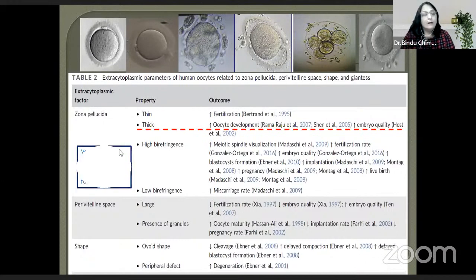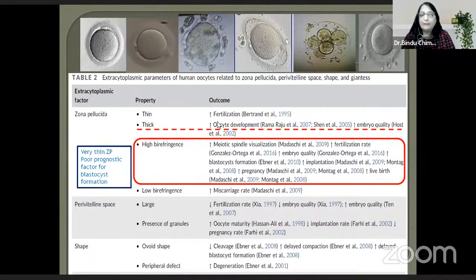Then, like I said, very thin zona pellucida is a poor prognostic factor for blastocyst formation, and high birefringence, that is the visualization of the zona, increases the fertilization rate, embryo quality, the blastocyst formation rate as well as implantation rates.